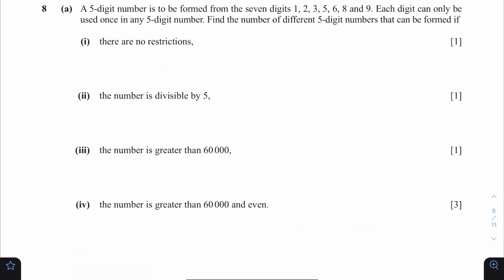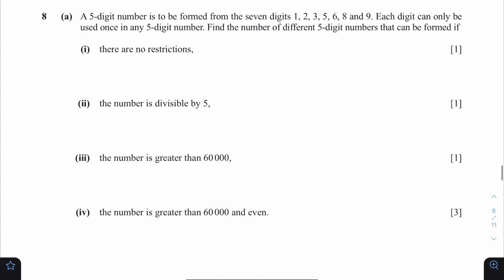A 5-digit number is to be formed from the 7 digits 1, 2, 3, 5, 6, 8, 9. Each digit can only be used once in any 5-digit number. Find the number of different 5-digit numbers that can be formed if there are no restrictions. The number is divisible by 5. The number is greater than 60,000. The number is greater than 60,000 and even.